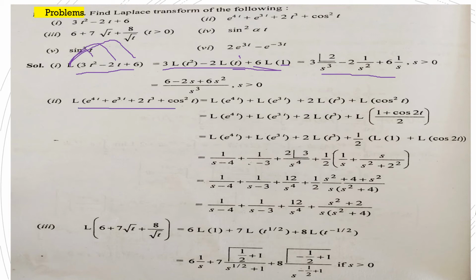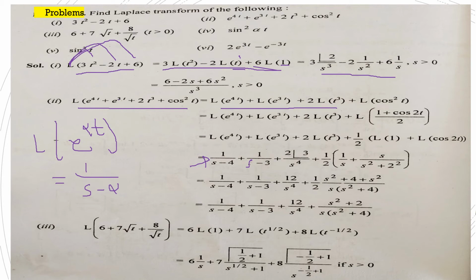Another problem. In the formulas we have learned Laplace of e to the alpha t. What is Laplace of e to the alpha t? It is 1 upon s minus alpha. So here alpha is 4, its Laplace will be 1 upon s minus 4. Alpha is 3, its Laplace will be 1 upon s minus 3.